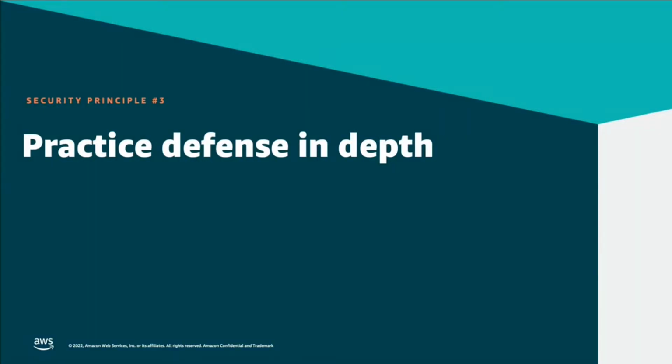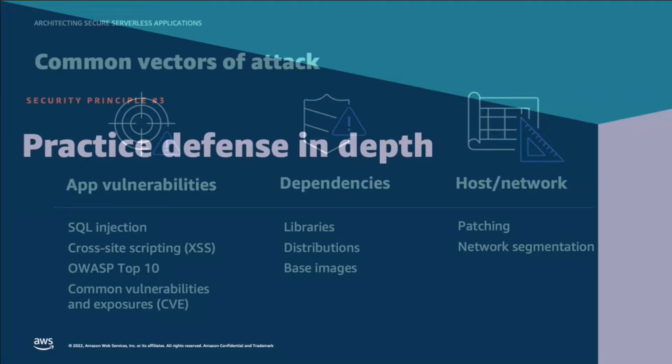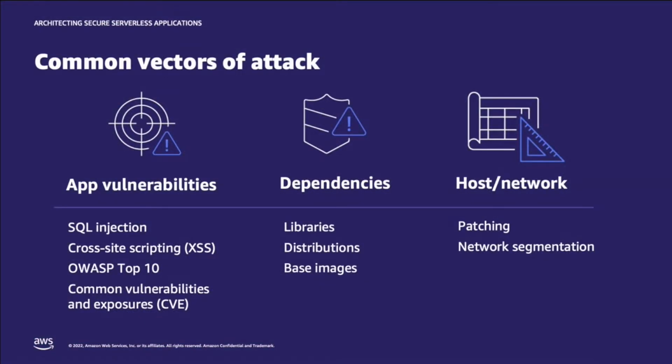When it comes to security principle number 3, practice defense in depth, right? Of course, we want to apply security features that are built into every component of the application. And as a reminder, what are the common vectors of attack? We have, for example, application vulnerabilities, application dependencies, and hosts and networks. So again, attacks can come from a variety of different places, as you are familiar with.